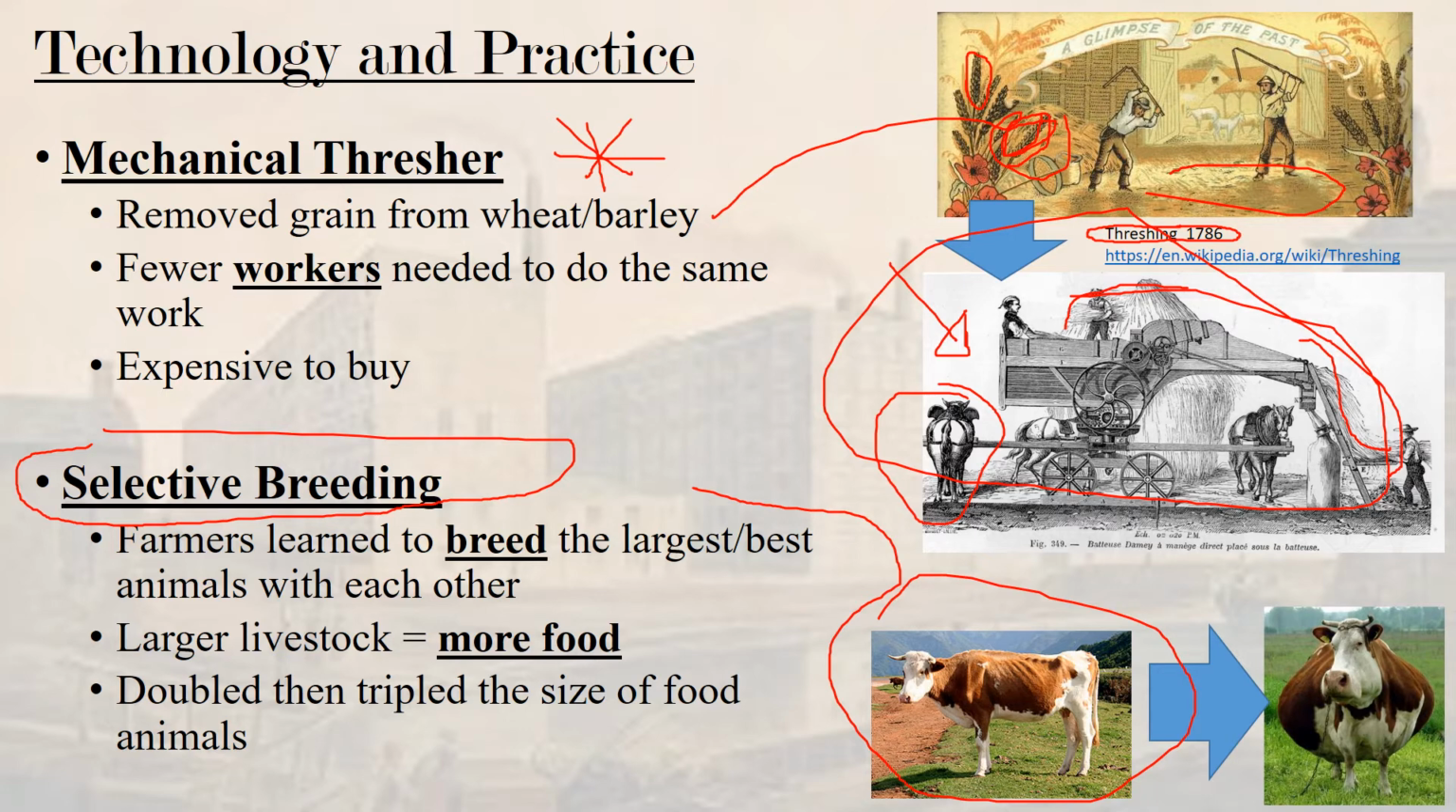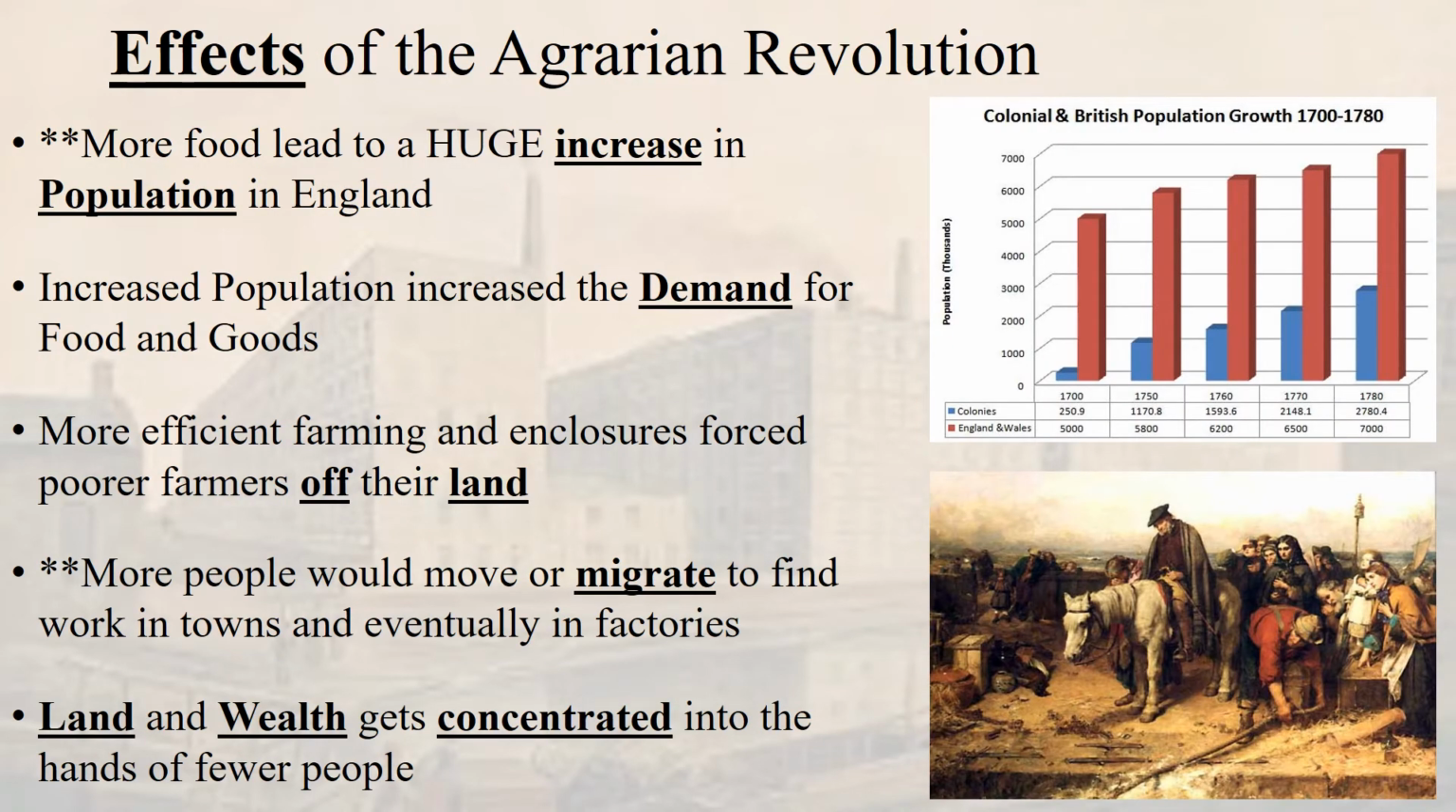And what this does is double and eventually triple the size of food animals, radically increasing access to food in Great Britain. So what are our effects of this, right? Cause and effect.